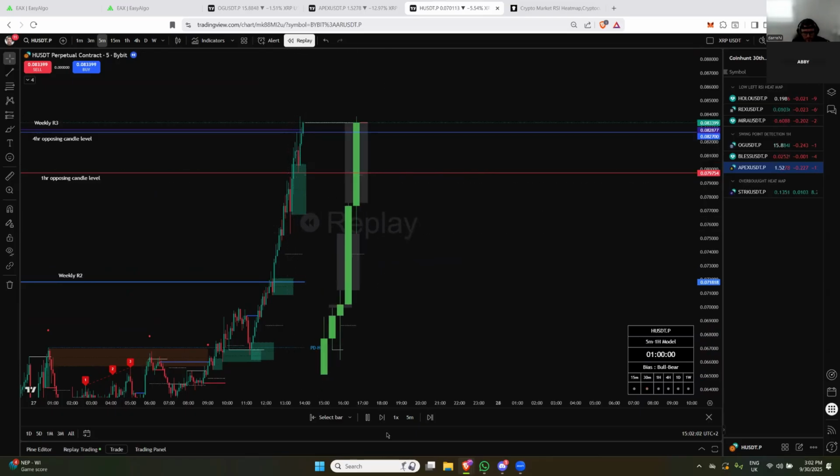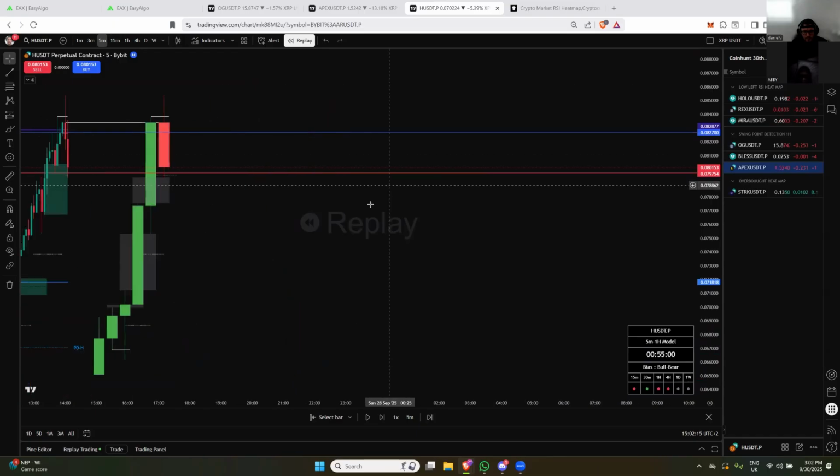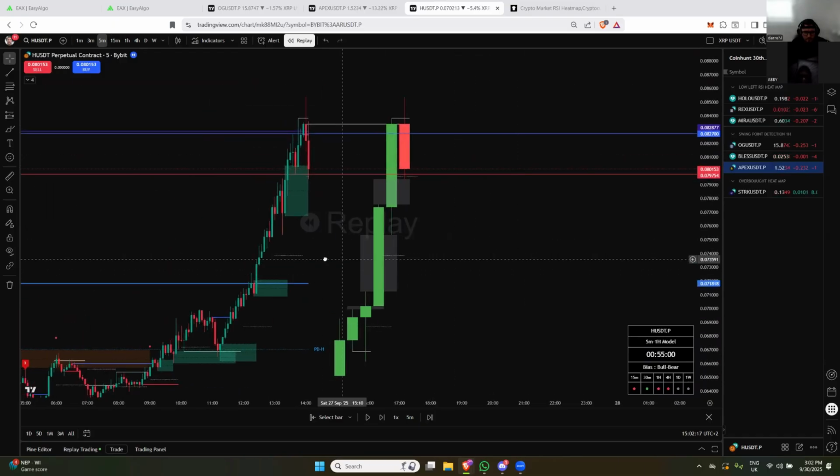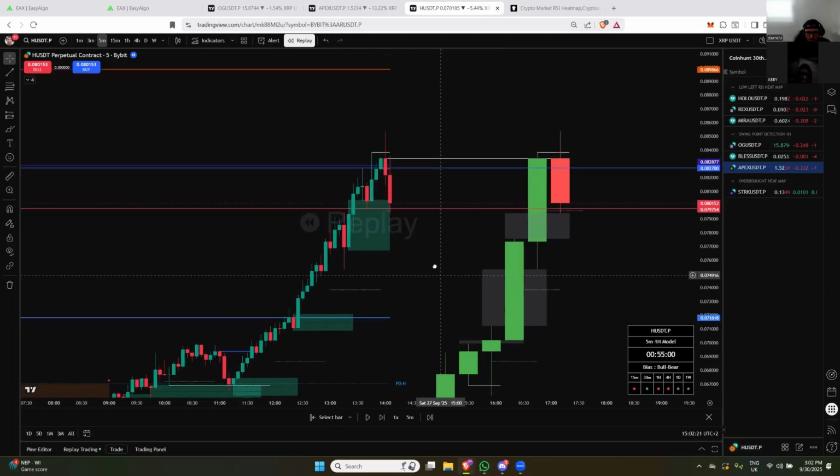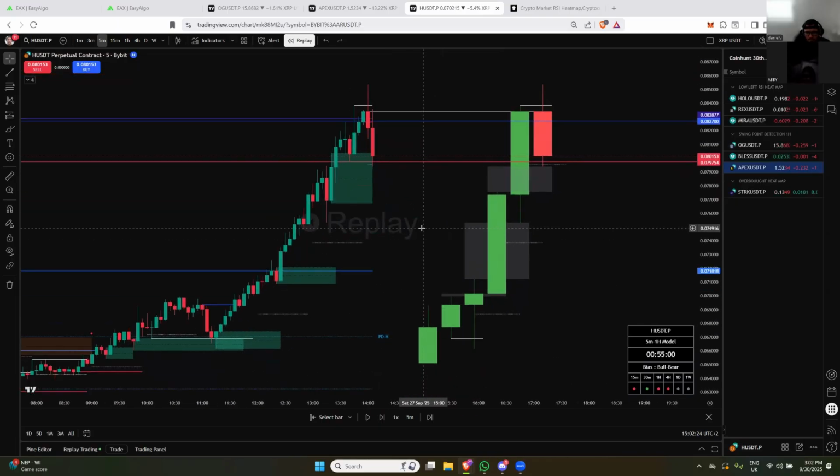And then there. If you see at that point, it literally took a moment just to stop. And in a very short space, I think in an hour, it swept all of these levels with extreme force. Now, if you look at this as a 5 minute, this is your 5 minute candle formation, what it looks like.